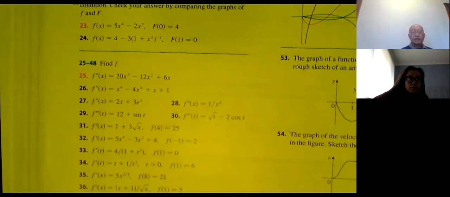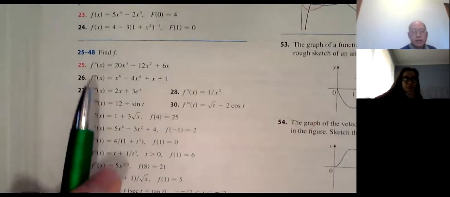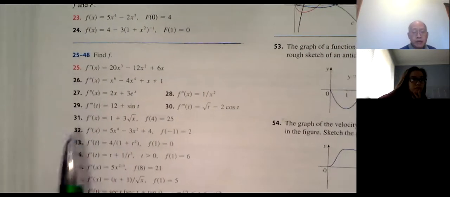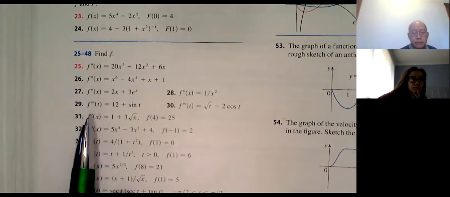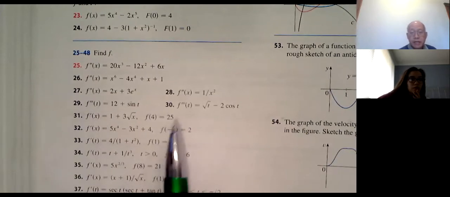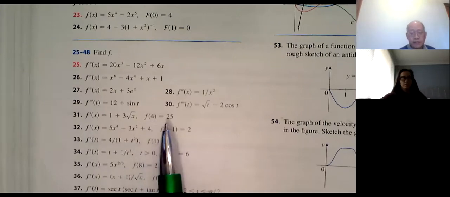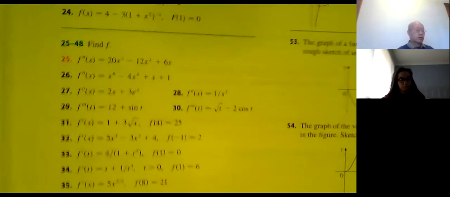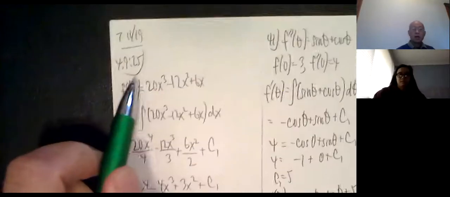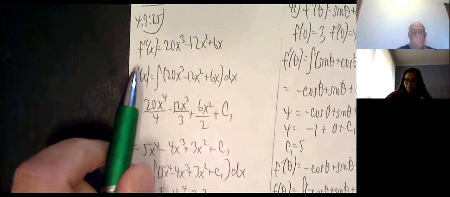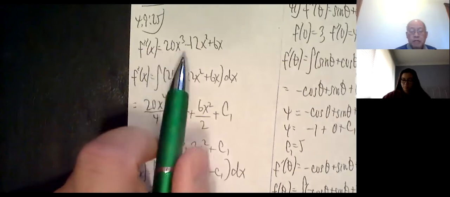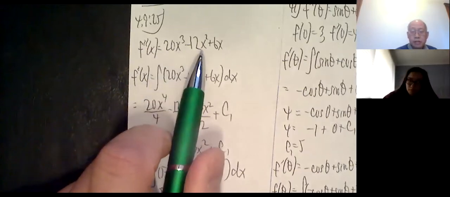So find f. Now I see some problems where they give us f double prime or even f triple prime. And then they might give us some initial condition, so-called, so we can find the c, like f of 4 is 25, and so on. So here we go. Put down the book because the book is heavy. All right, 25. F double prime is 20x cubed minus 12x squared plus 6x.